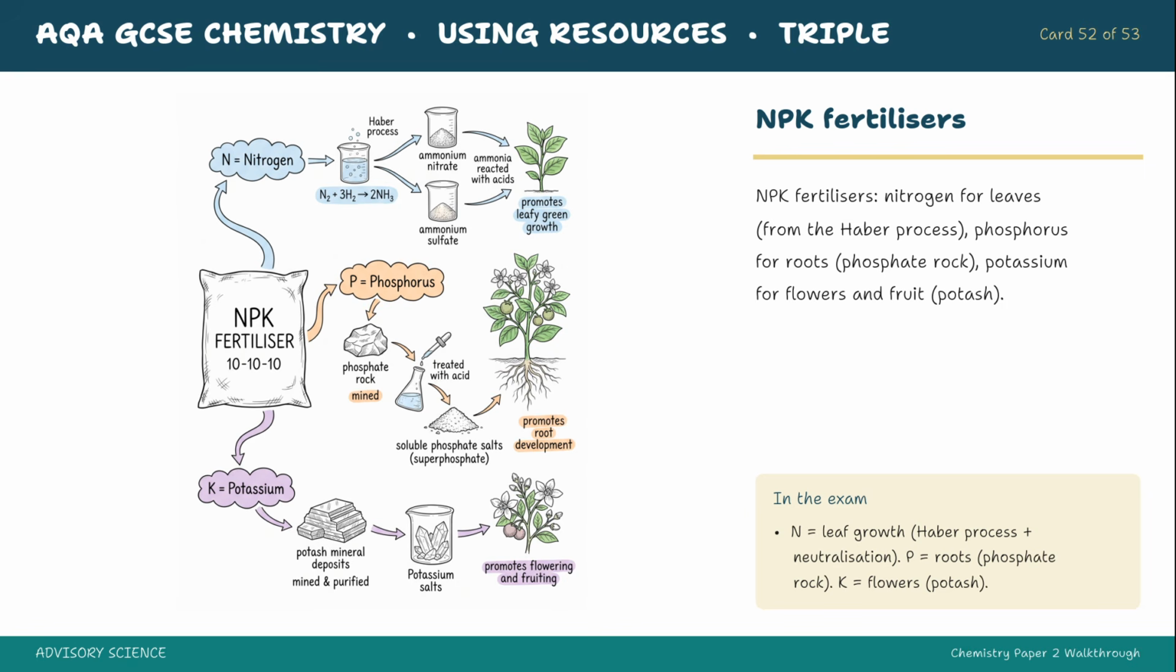Potassium comes from potassium chloride and potassium sulfate, which are mined directly. Phosphorus comes from phosphate rock, but the rock itself is insoluble, so it's treated with acids to make soluble phosphate salts that plants can absorb, such as single and triple superphosphate.